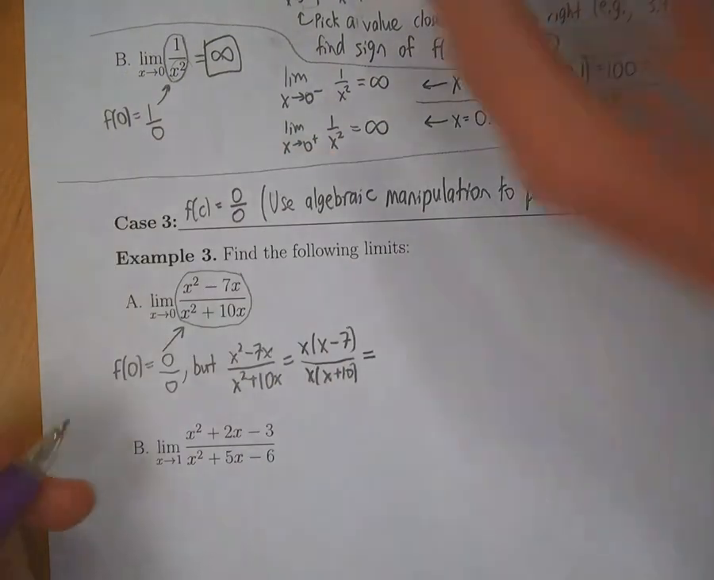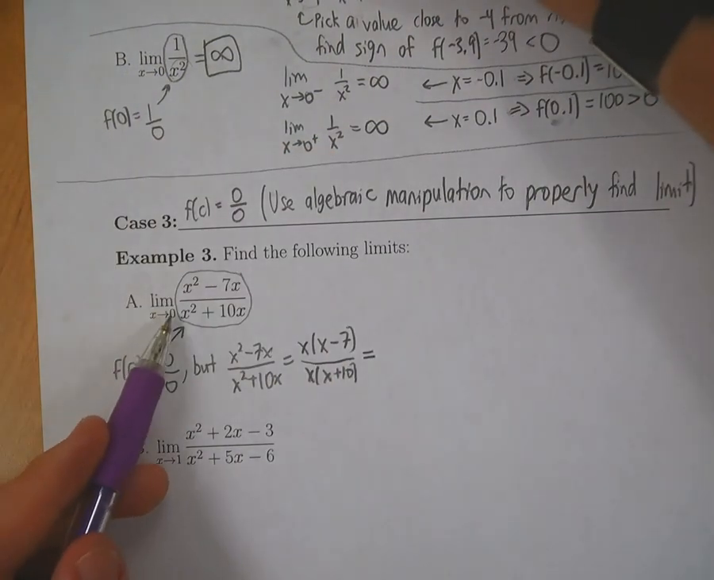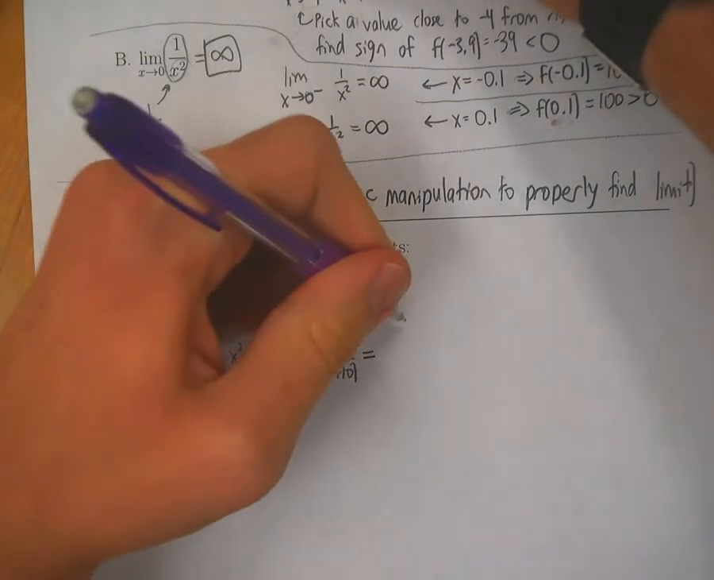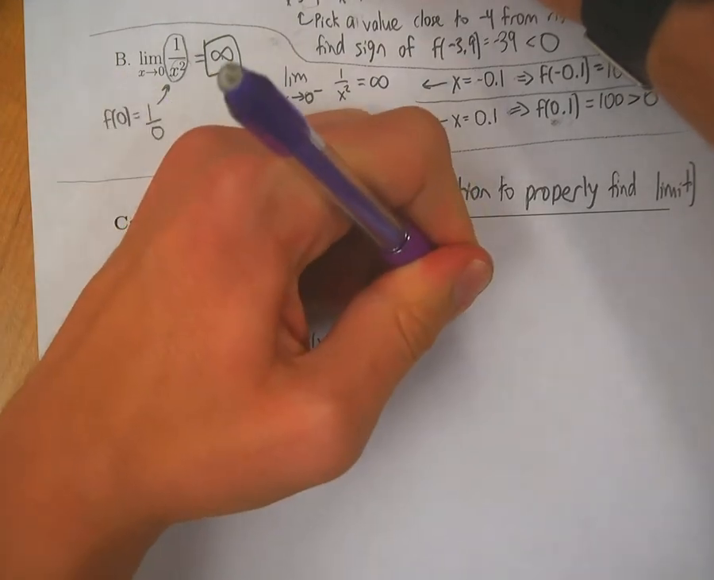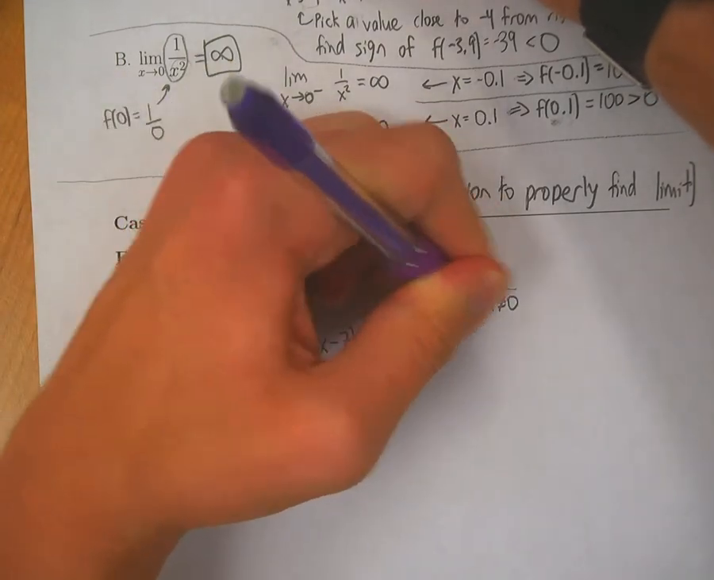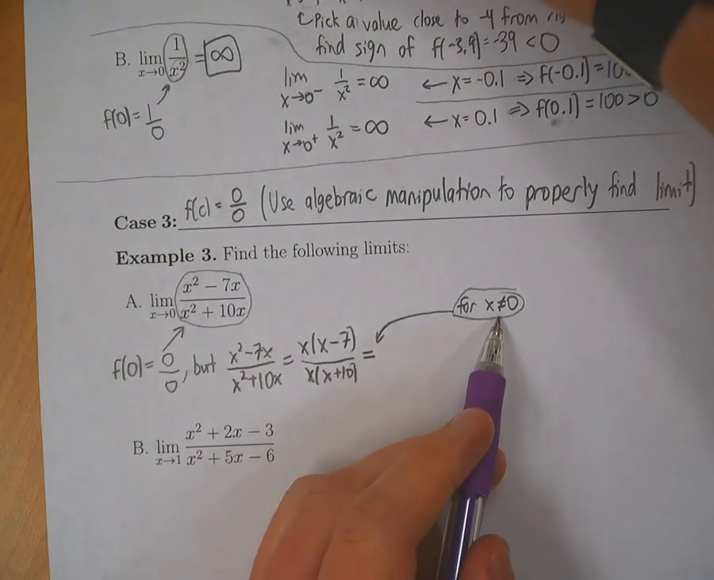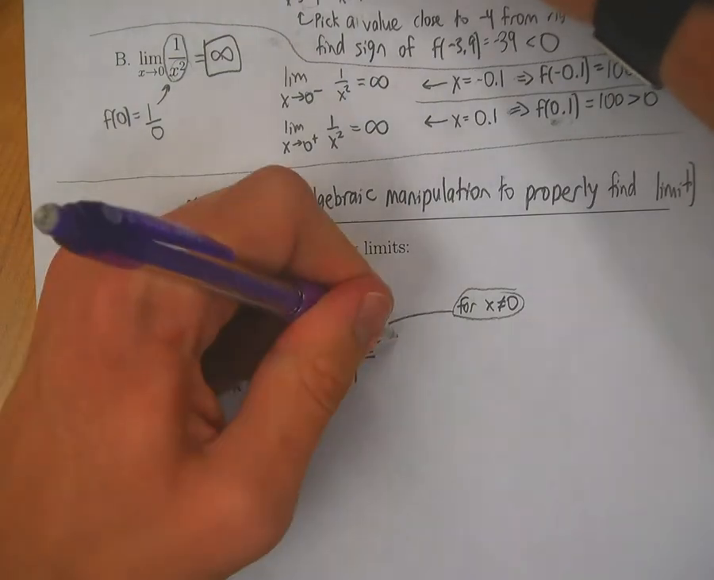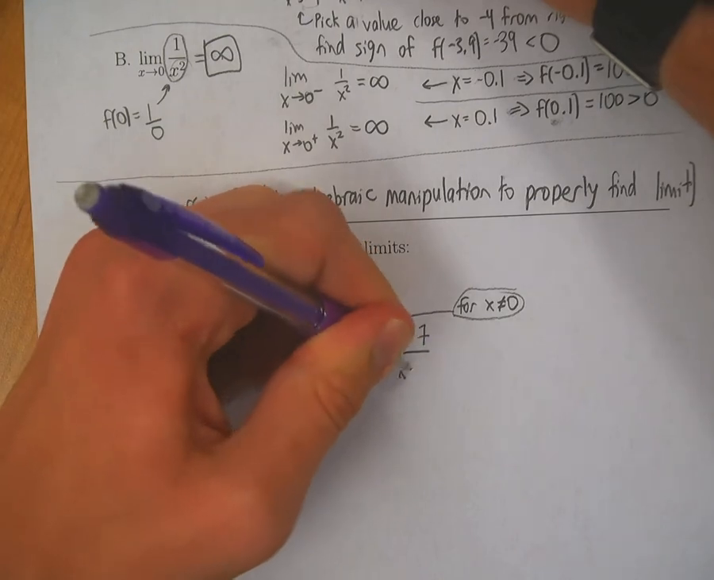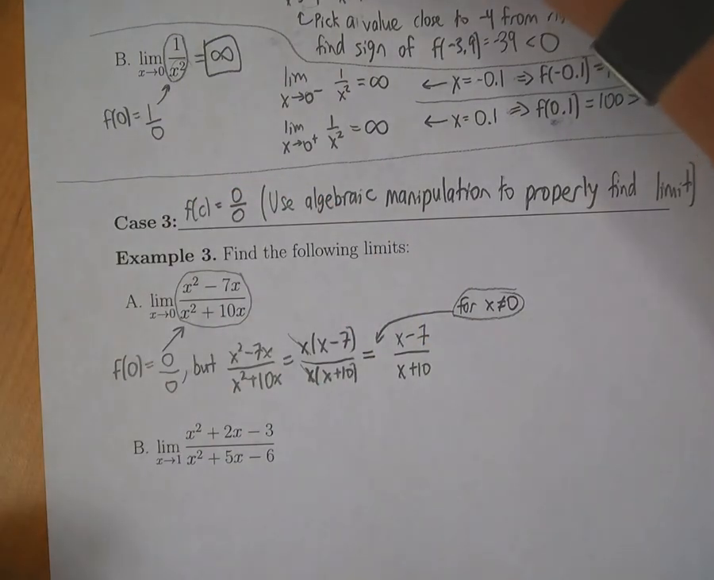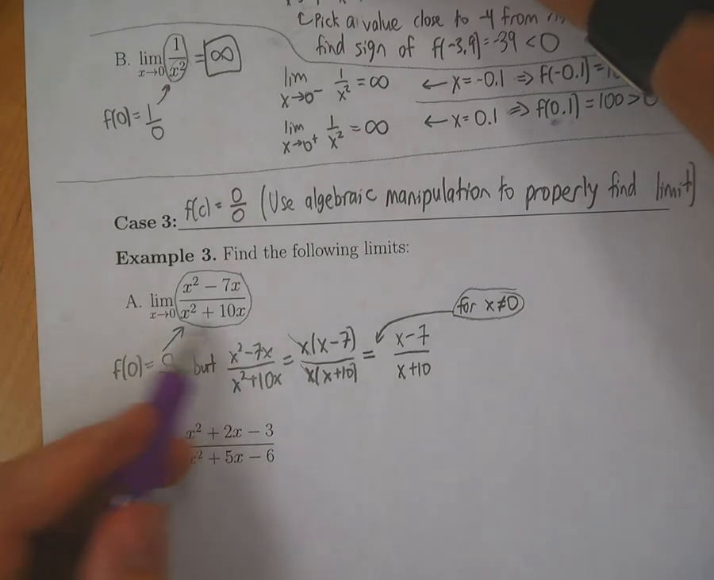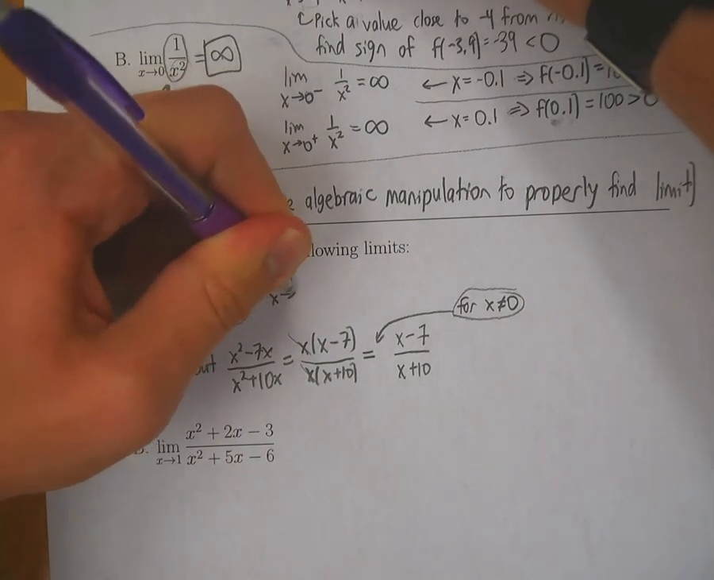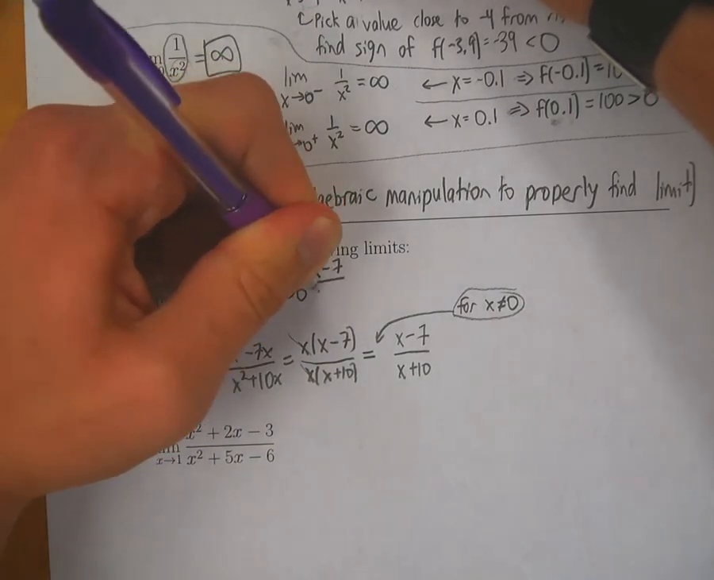So remember, with limits here, we're taking the limit as x approaches 0, so x can't actually equal 0 here. So for x not equal to 0, that means we can safely cancel out these factors of x that are getting in the way of finding the limit value. So ultimately, we end up with (x minus 7) over (x plus 10). So all that means is that if you want to find this limit, all we have to do is figure out the limit as x approaches 0 of (x minus 7) divided by (x plus 10).